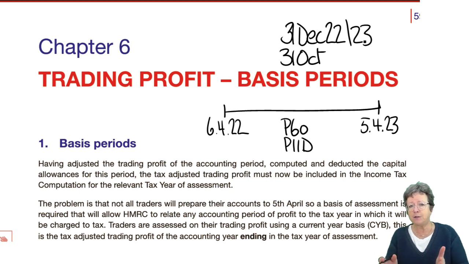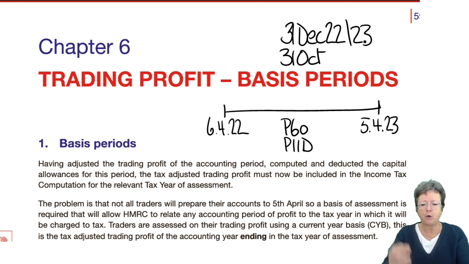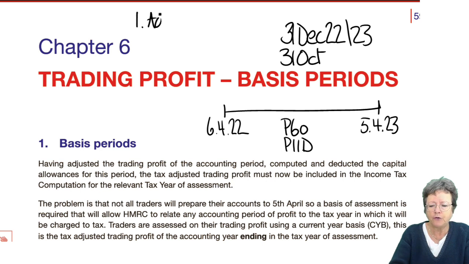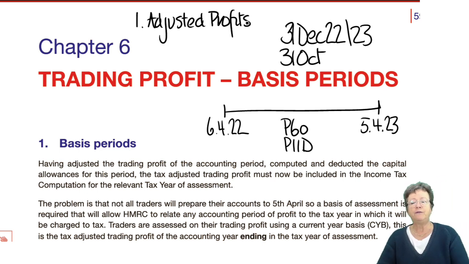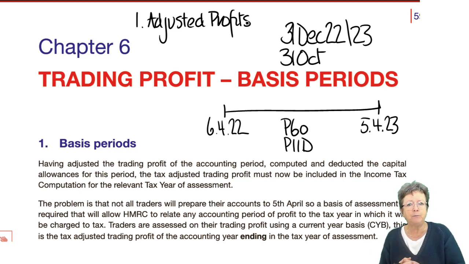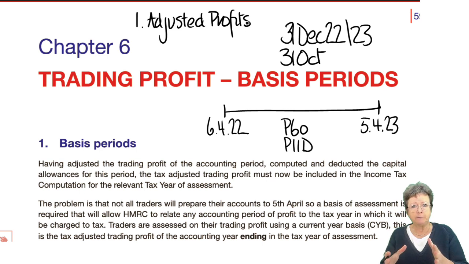Now, to get to this point, we have done several things. One, we have adjusted profits. So we've taken the profits that we've been given from the set of accounts for whatever period of time, and we have adjusted them for tax purposes. So we have added back depreciation, gifts that are food, entertaining of clients. We have taken out any additional income. All of those are dealt with in a separate chapter.